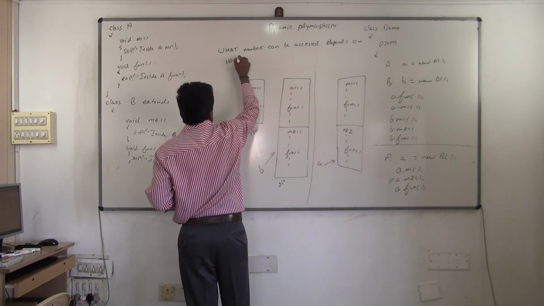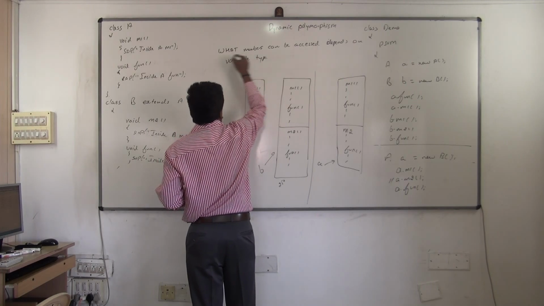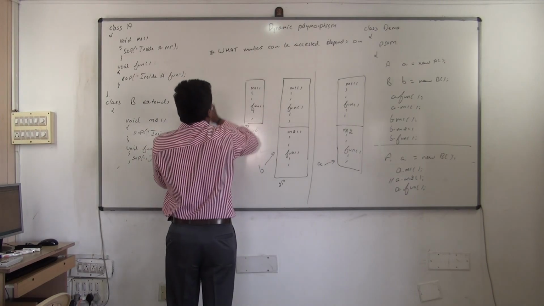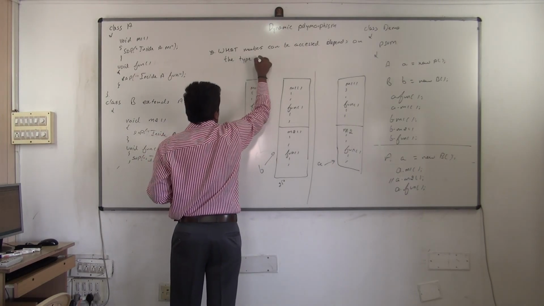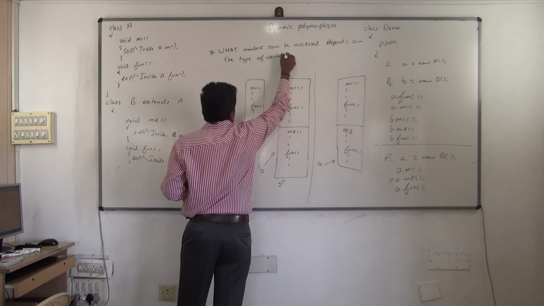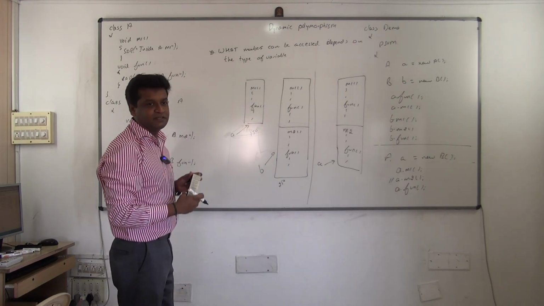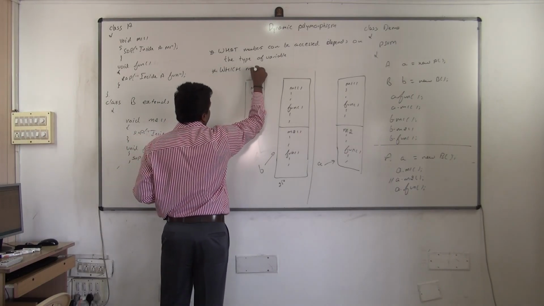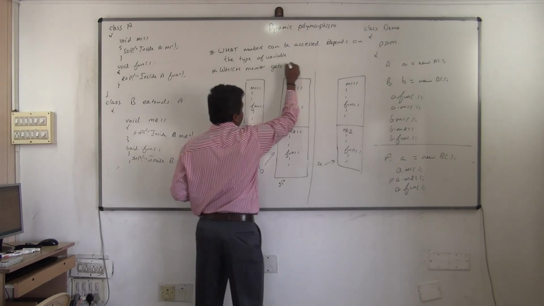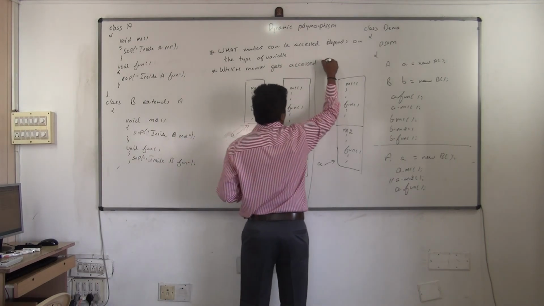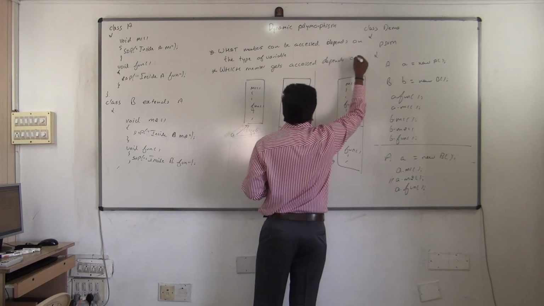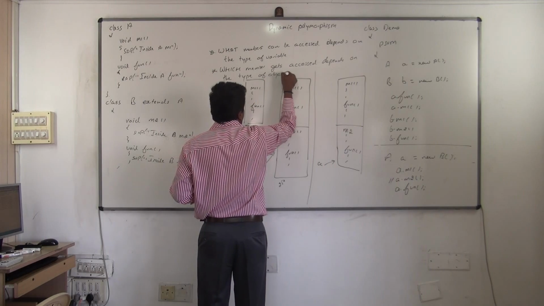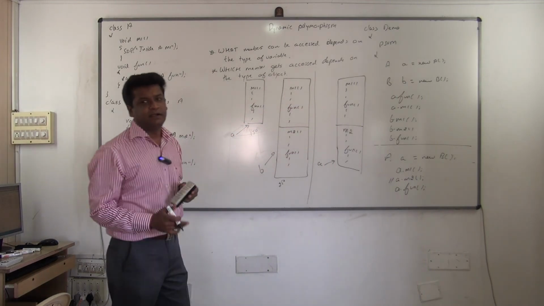Variable type. What members can be accessed depends on the type of variable. Means whether it is superclass or same class, that depends. Okay, but see this next point. Which member gets accessed depends upon the type of object. And it is correct, 100% valid.